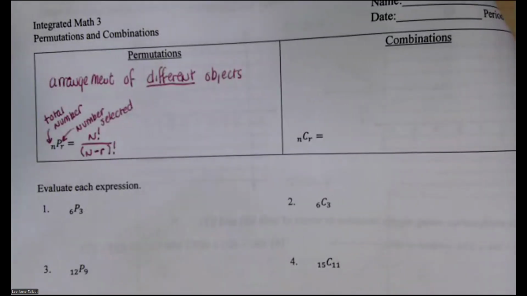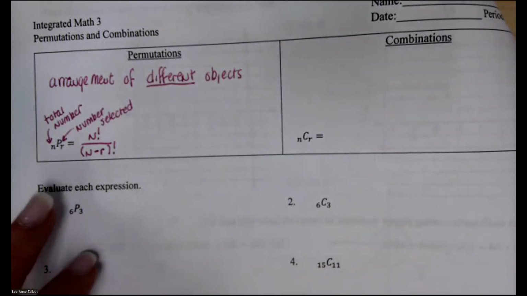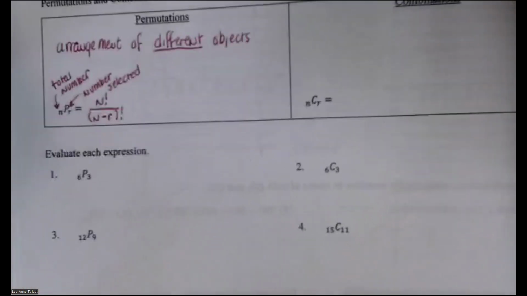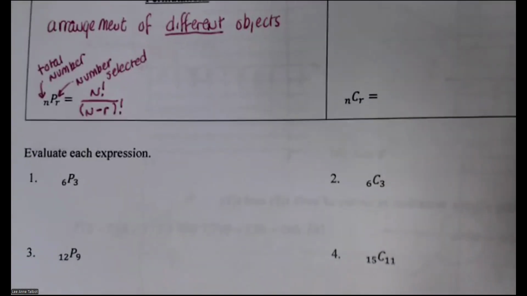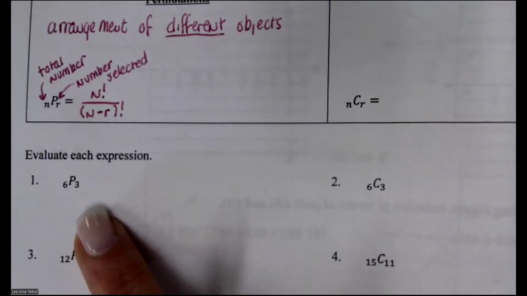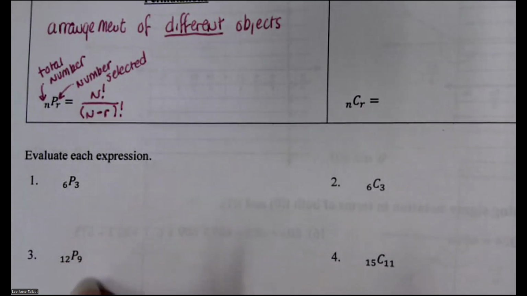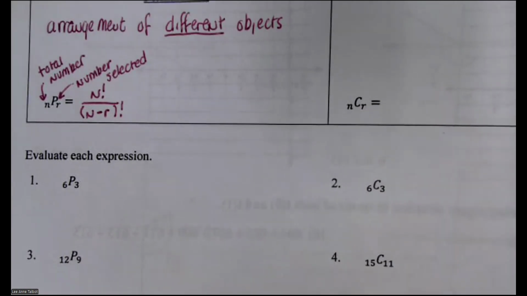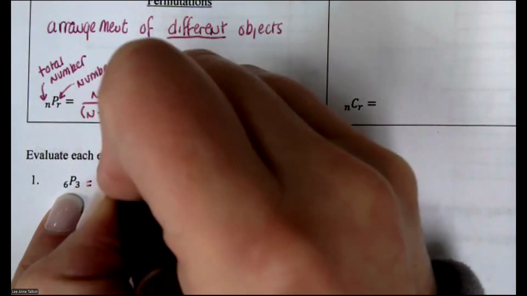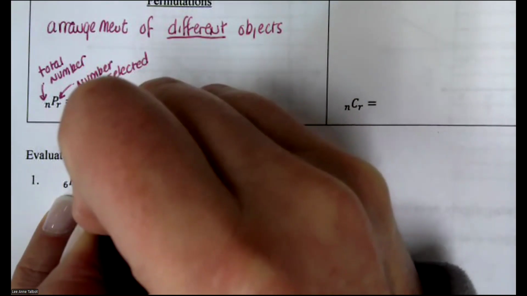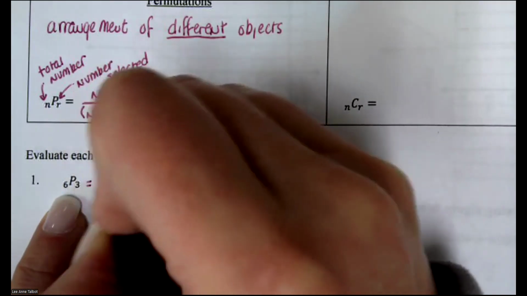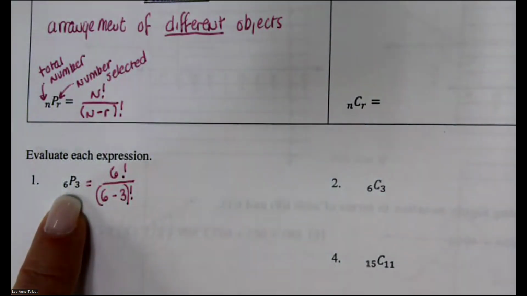Let's do some examples so it makes more sense. This guy here, number one, we're going to do with no calculator because on your quiz, you'll have no calculator. But on number 2 or 3, you'll see sometimes the numbers get too big and we have to get a calculator out. Okay, 6 permutation 3. 6 factorial over 6 minus 3 factorial.